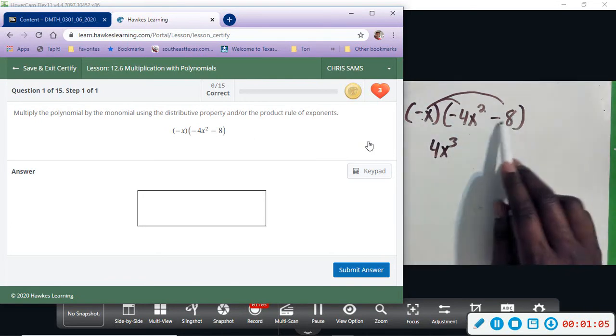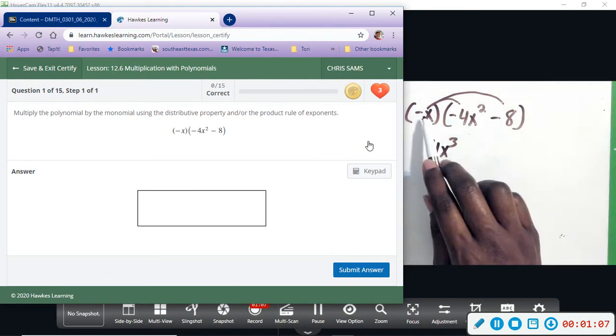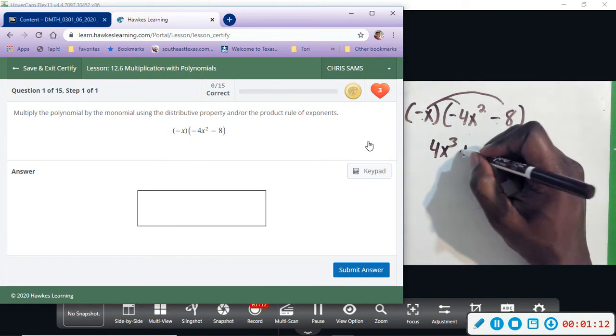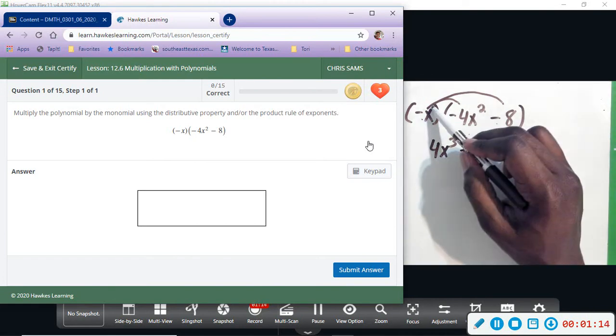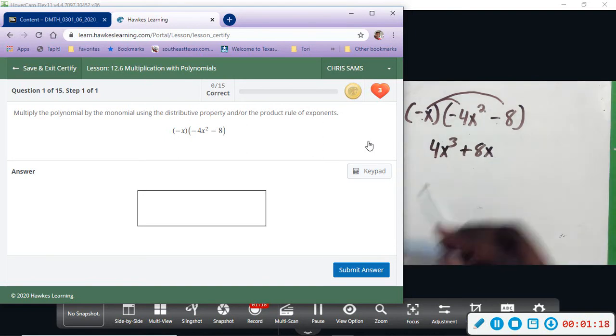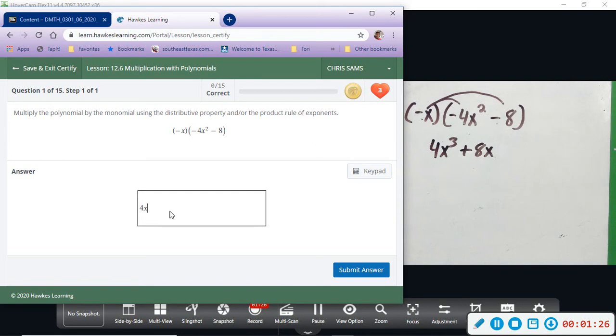Okay, so with numbers multiply, with exponents you add them if they have the same base. And then we multiply with the negative 8. So negative and negative will also make a positive. So this will be a positive 8. And then the 1x will just get attached to it. So we just have x. So this is what we get for the first solution, 4x to the third, and then plus 8x.